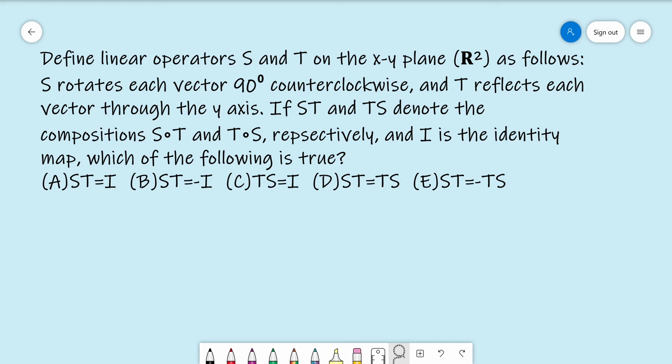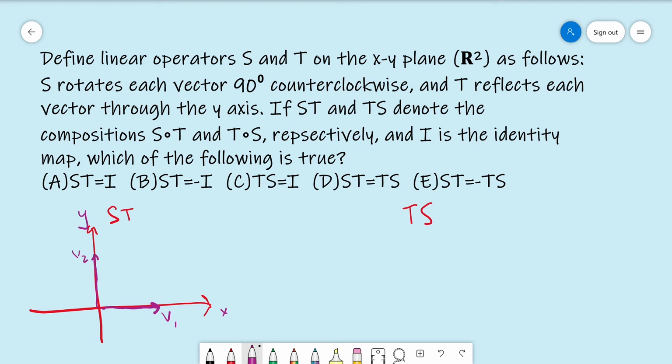Okay, well, I think the easiest way to approach this problem is to draw a picture. Let's draw ST, and then later we'll see what happens with TS. So what I'll do is I'll take the unit vector and say this is x and y. So let's take the unit vector here, let's call it v1, and the unit vector in the y direction, let's call that v2. And let's see what ST does to each of them.